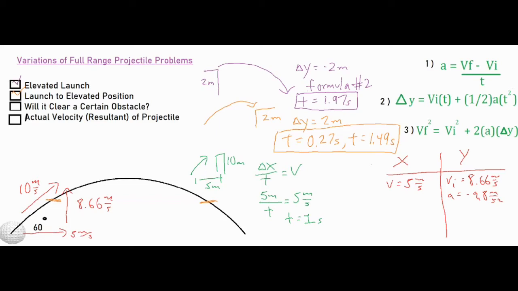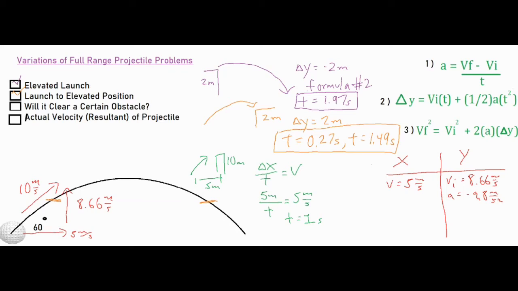And then with that time, what you can do is you can plug it into formula number 2 to see if it clears that 10 meter obstacle. You would use the VI that you have over here in this column. You would use the time that you solve for over here. You would still use the negative 9.8 meters per second squared. And again, you would plug in that same t for the t squared at the very end, and then see how your delta y compares to the obstacle that is placed in the problem.